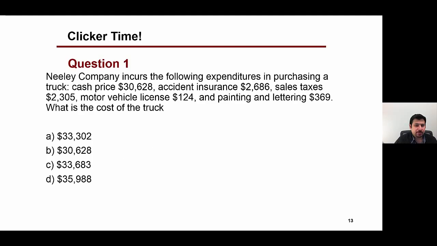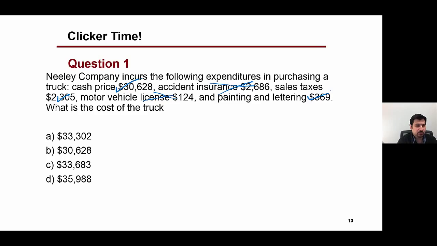Neely company incurs the following expenditures in purchasing a truck: cash price of 30,628, accident insurance 2686, sales taxes 2,305, motor vehicle license 124, painting and lettering 369. What is the cost of the truck? Here, the company will include the cash purchase price. Accident insurance will not be included. This is prepaid insurance. Sales taxes will be included. Motor vehicle license will not be included. Painting and lettering will be included.